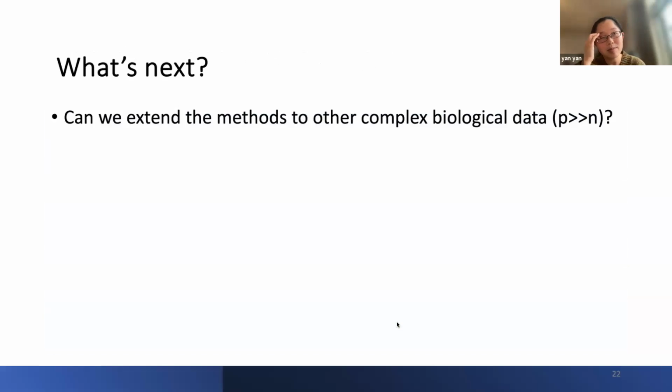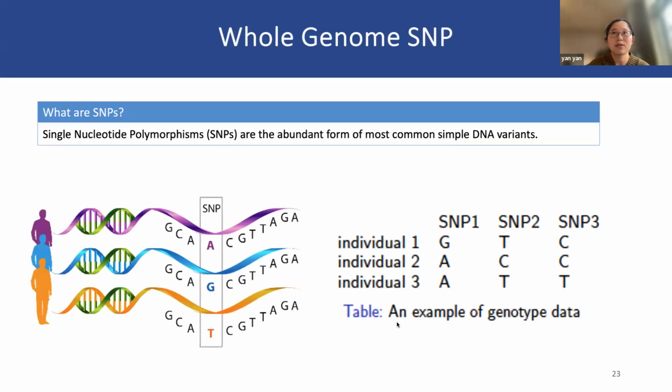And so with some success on that, what we're thinking is, can we extend the method to a different kind of biological data, which also has similar properties? So then we come to this whole genome single nucleotide polymorphism data. So this is kind of a genome data. It's not expression. It's more about DNA or part of that.